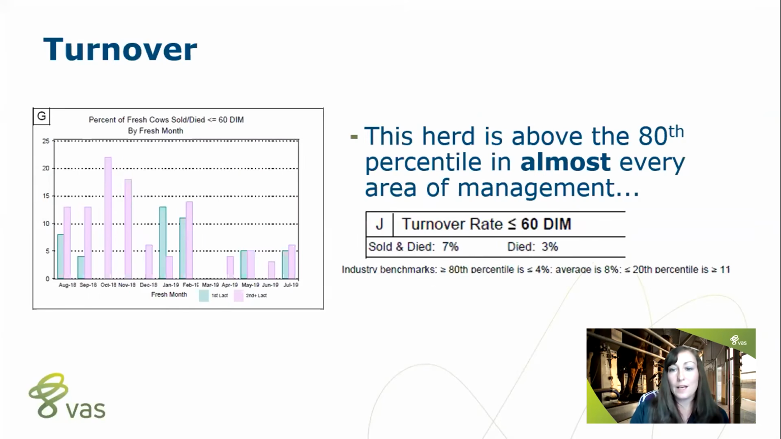We also see some kind of high turnover rates for this dairy. So our average turnover rate less than 60 days in milk is 8%. This particular herd is at 7%. So they're doing a little bit better than average, but we just looked at all the rest of their data. This is not an average herd. So I would expect their turnover to reflect their above average management across the board.